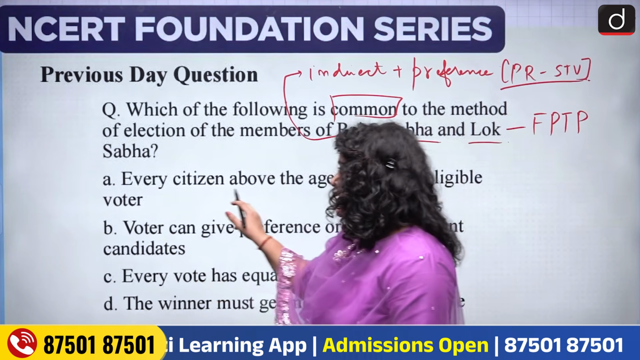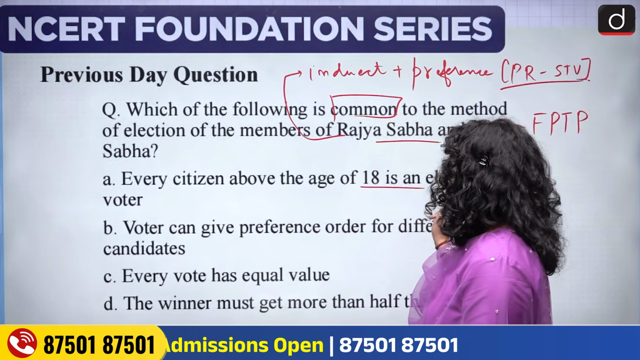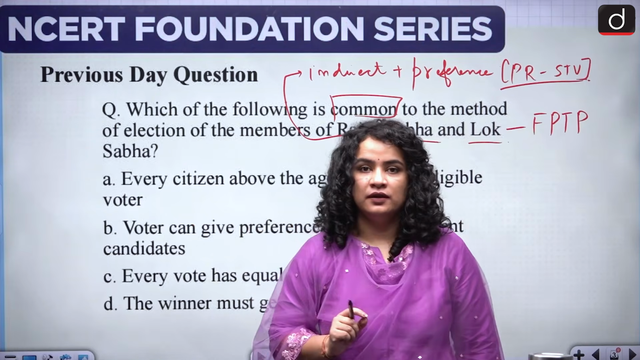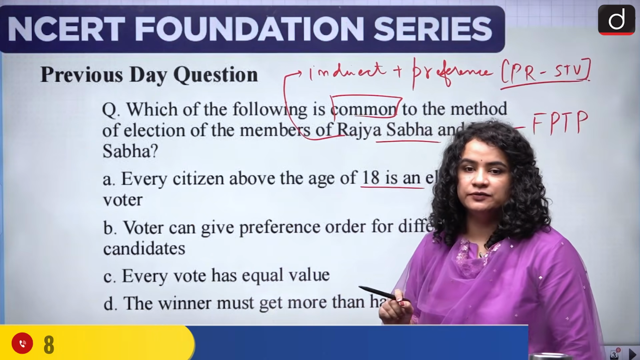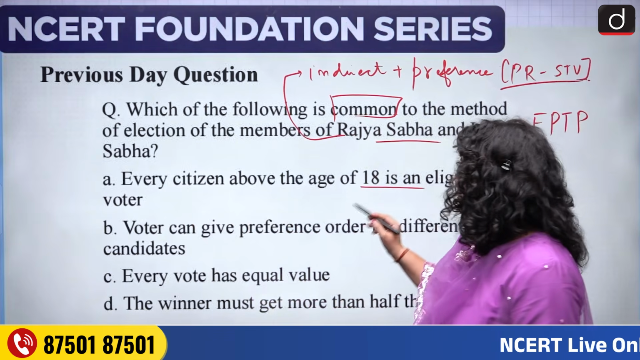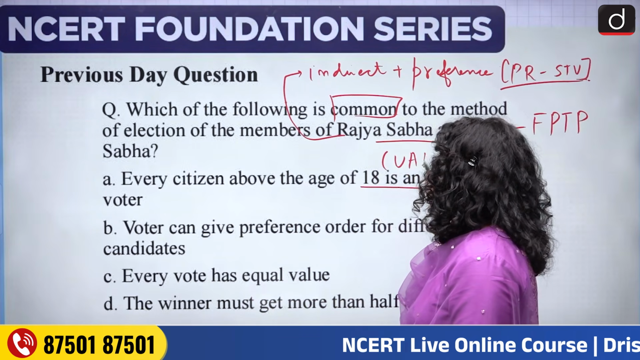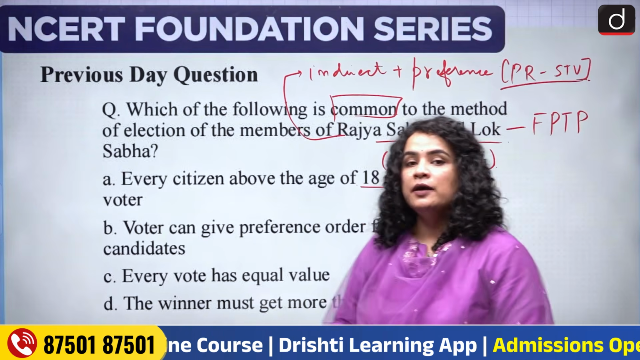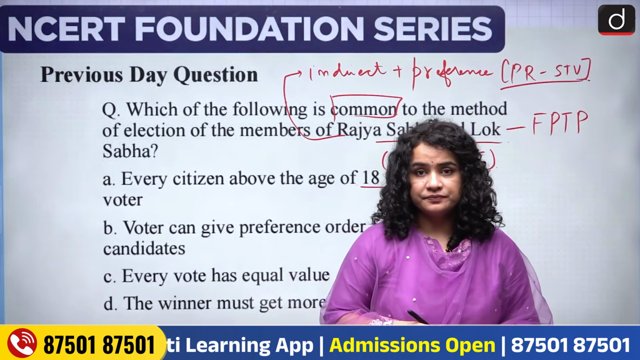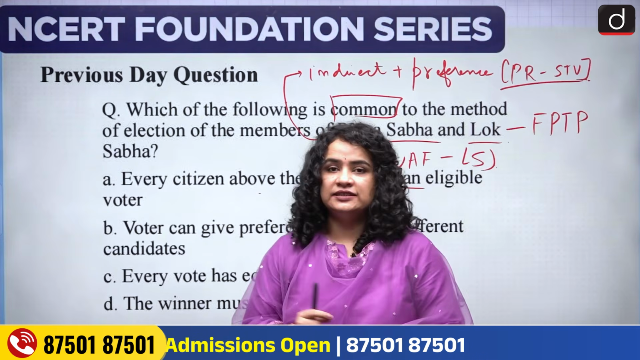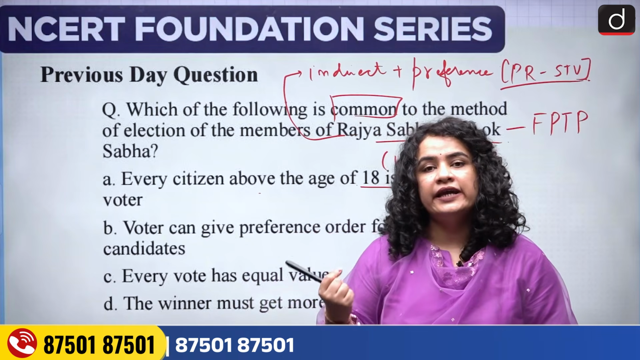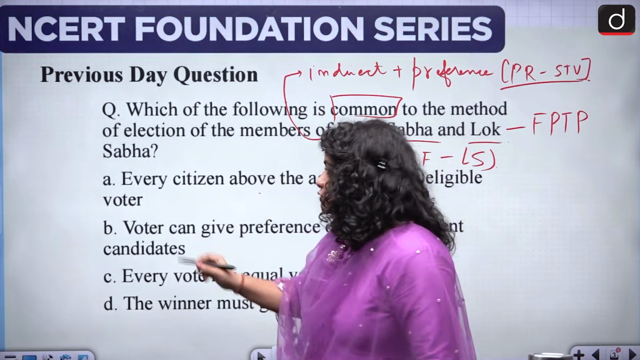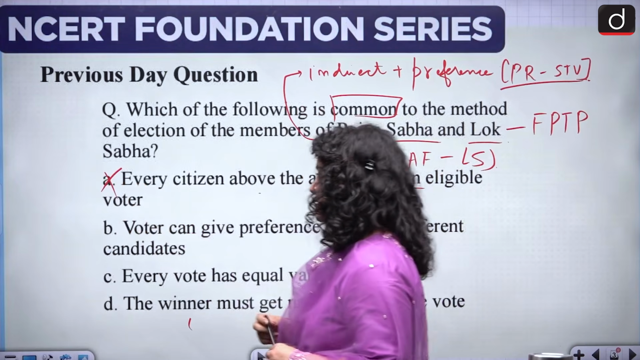Option A says every citizen above the age of 18 is an eligible voter. While this is true for the case of Lok Sabha, because we have adopted the universal adult franchise, it is true only for the Lok Sabha, because for the Rajya Sabha, not every citizen votes, only the MLAs vote, because it is an indirect election, alright. So we can rule out this option.